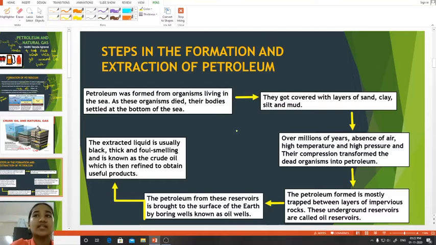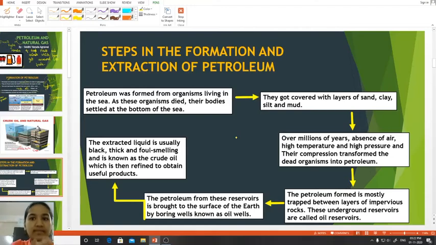As these organisms died, their bodies settled at the bottom of the sea. As I told you, they gradually started to settle at the seabed. Then they got covered with layers of sand, clay, silt, and mud. So when there were many deposits, multiple layers of these, anything that is given more pressure will change its form.